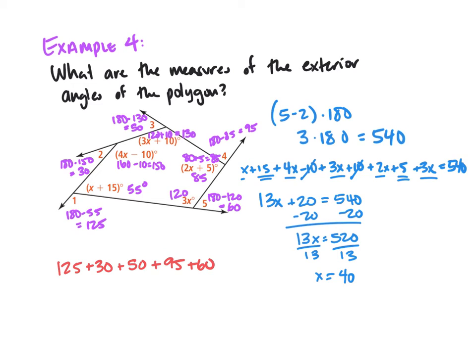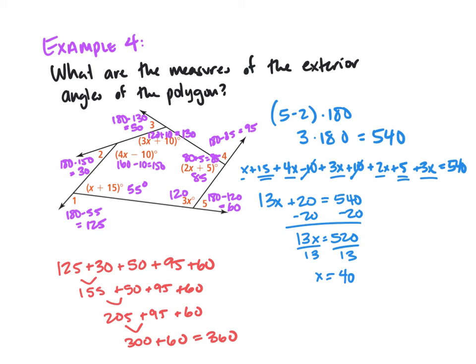So that's going to be, let's see, 125 plus 30 is going to give me 155, plus 50, plus 95, plus 60. Now if I add these two together, that's going to be 205 plus 95 plus 60. That would give me 300. And then 300 plus 60, yeah, that gives me 360. So I feel pretty confident that these are going to be all of the angle measures for angles 1 through 5.